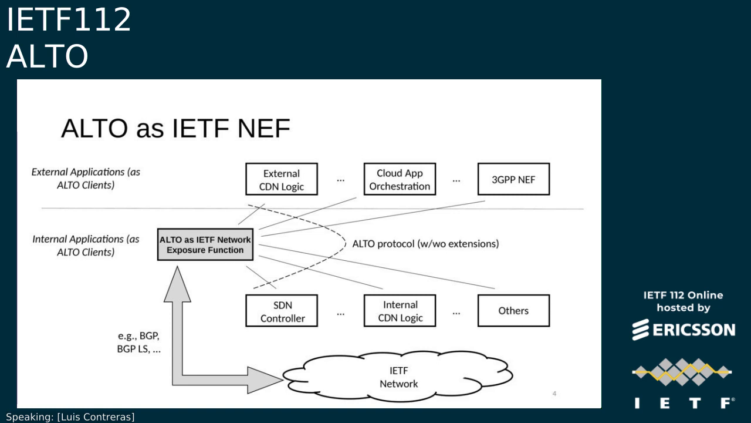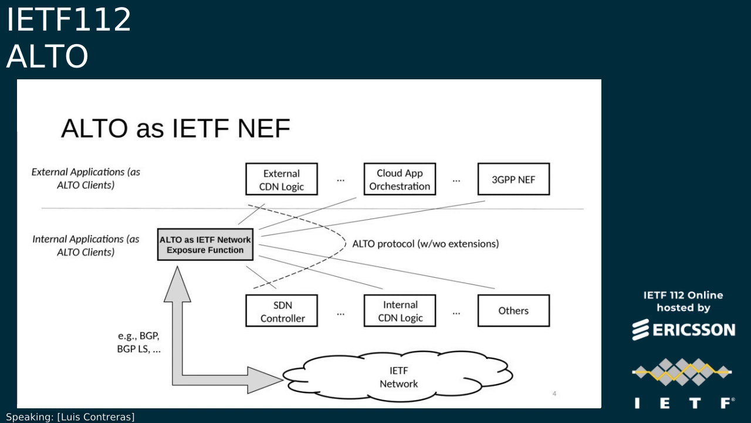And also we could have a number of internal customers, like the SDN controller, the CDN logic that has also been mentioned, and so on and so forth. Maybe some other applications, sorry. The idea would be to collect this information from the IETF network to feed the ALTO network. Here we added BGP and BGP-LS, but there could be other sources too, as described before by Danny, maybe SNMP, or maybe directly collecting information from the nodes through NETCONF models.